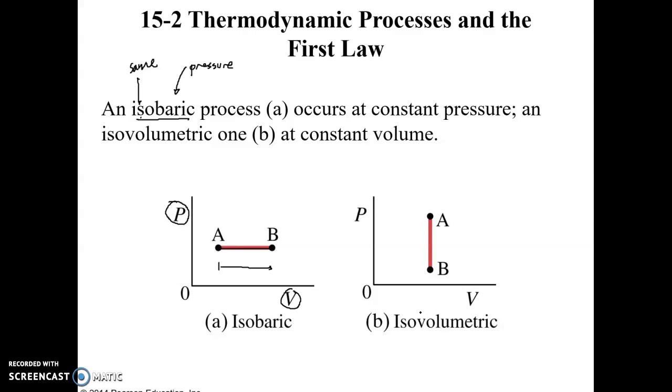Here we have isovolumetric. Again, iso meaning same, and volumetric referring to volume. So with this type of process, if we go from a point A to a point B, the pressure drops, the pressure goes down, and yet the volume doesn't change, doesn't get greater or larger, it stays the same.